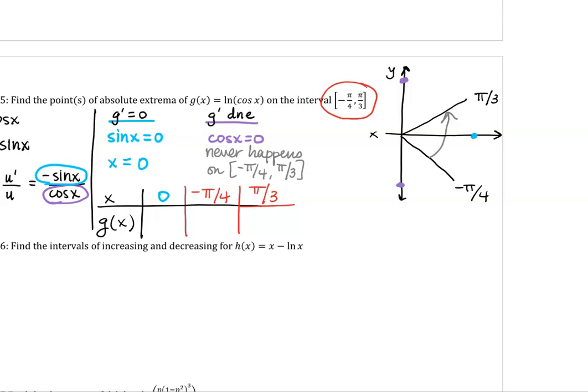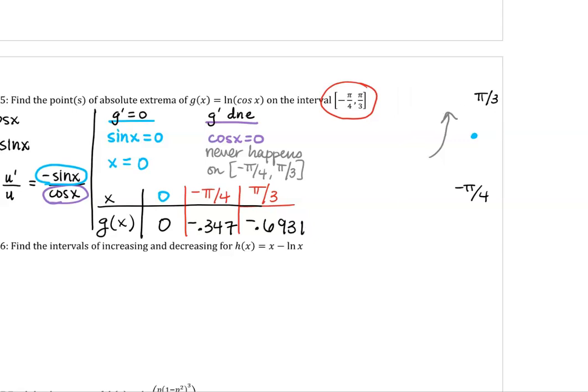Make sure that your calculator is in radian mode. And do not forget to put the natural log of cosine x in your y equals. Okay. When I plug in 0, I get out 0. When I plug in negative pi over 4, I get out about negative 0.347. I'm rounding that. And when I plug in pi over 3, I get out about negative 0.6931.